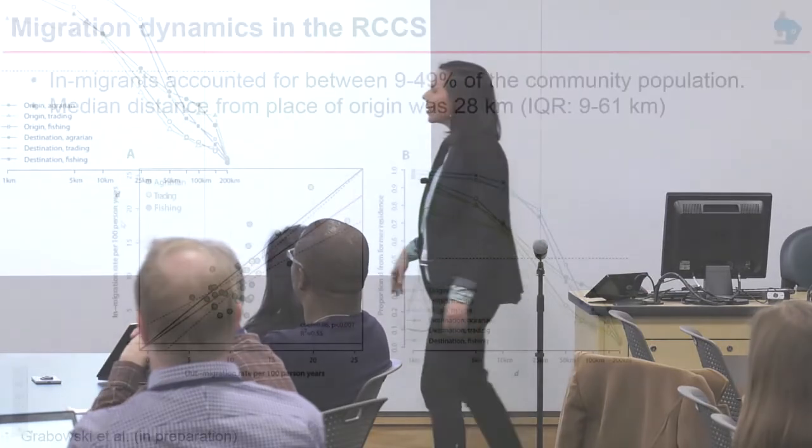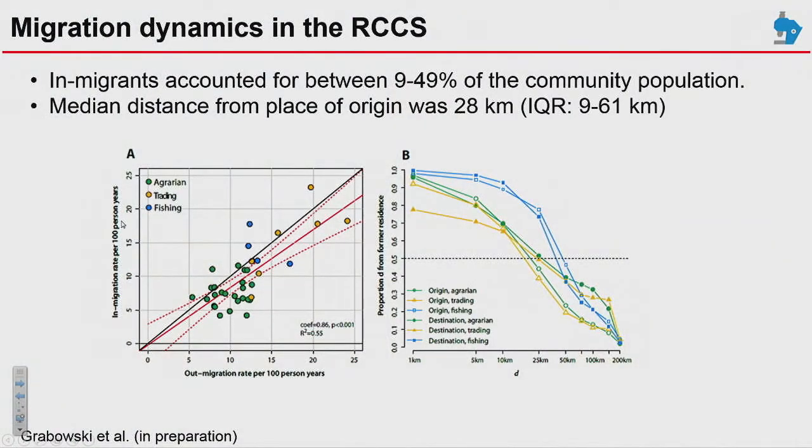When we looked at the community level data, we found that immigrants accounted for anywhere between 9 to 49% of the community population. In this figure, we have the out-migration rate per 100 person years on the x-axis and the immigration rate per 100 person years on the y-axis. You can see that they're highly correlated. In yellow, remember, these are the trading communities, and blue, the fishing communities. You can see that these trading communities have extremely high rates of migration. There's immense population turnover happening there every year.